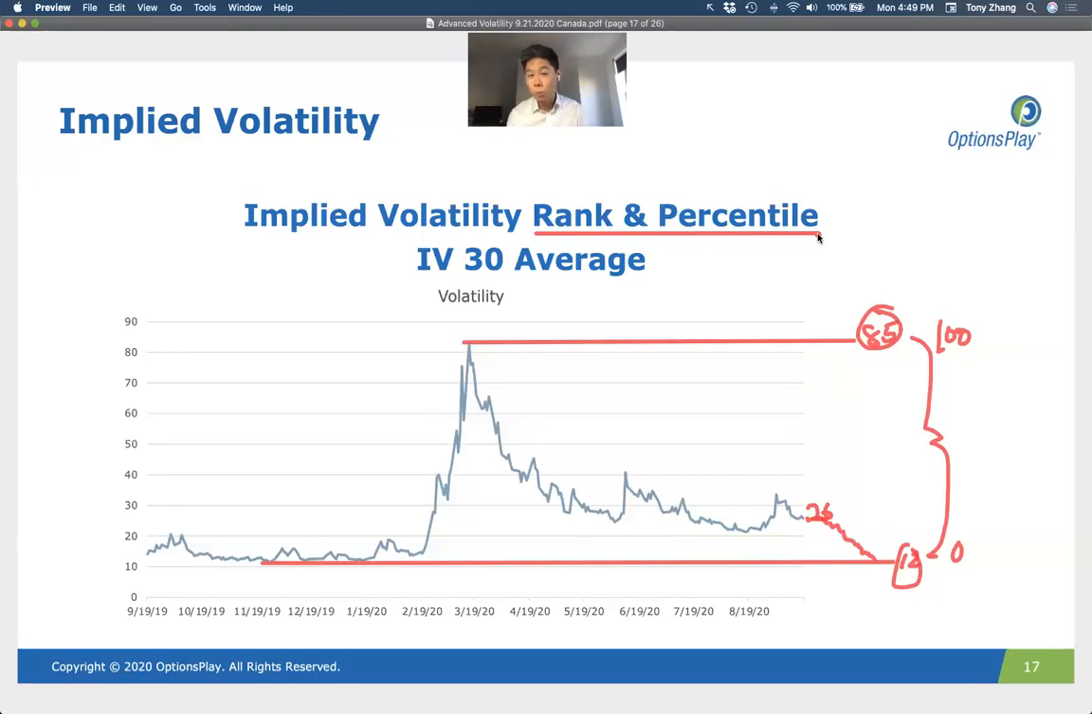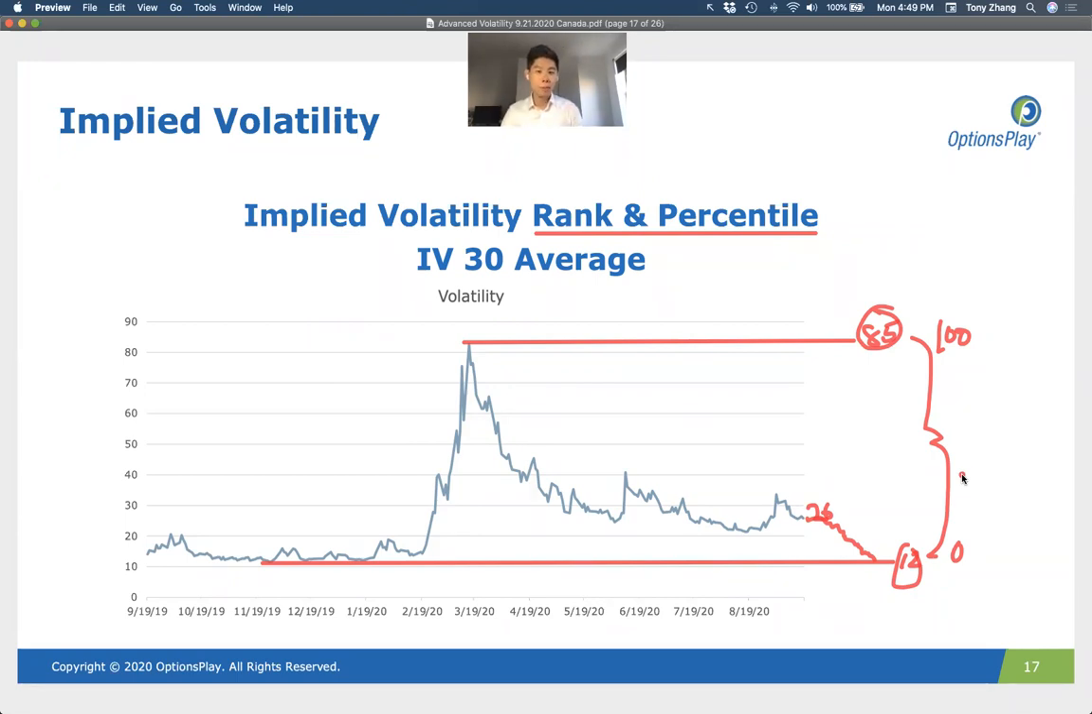Otherwise, I would have to remember that this stock peaked at 85 vol and bottomed at 12 vol, and I'd have to know roughly where the current vol is. That's why implied volatility rank and percentile are heavily used by many traders to gauge whether an option is cheap or expensive. As you approach anything above 50, it is considered very expensive. Anything below 30 is considered on the cheaper side. But this is all meant to give you a better understanding of cheap or expensive.